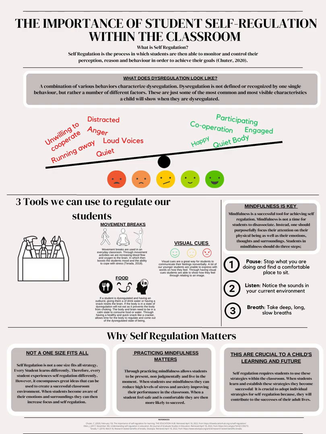Now, on the bottom of my poster, I talked about why self regulation matters. I gave three different ways: how it's not a one size fits all, how practicing mindfulness matters, and how these are crucial to a child's learning and future. Self regulation is not a tool that works for all students, as all students learn differently, which means that all students self regulate differently. Mindfulness allows the students to be within themselves and understand how they're feeling and why they're feeling that way and be able to accept it.